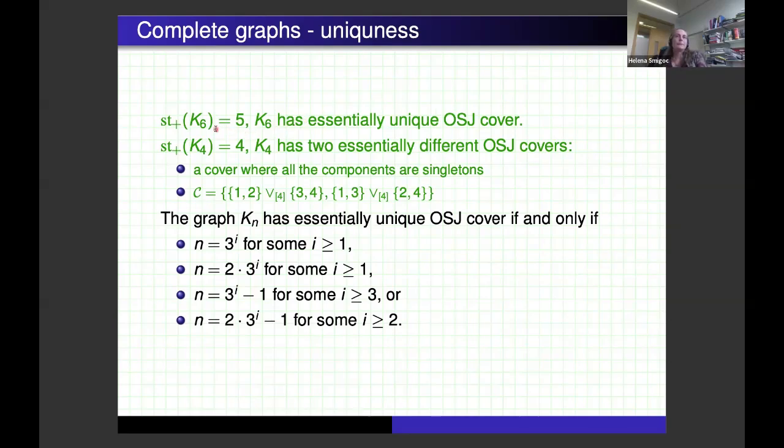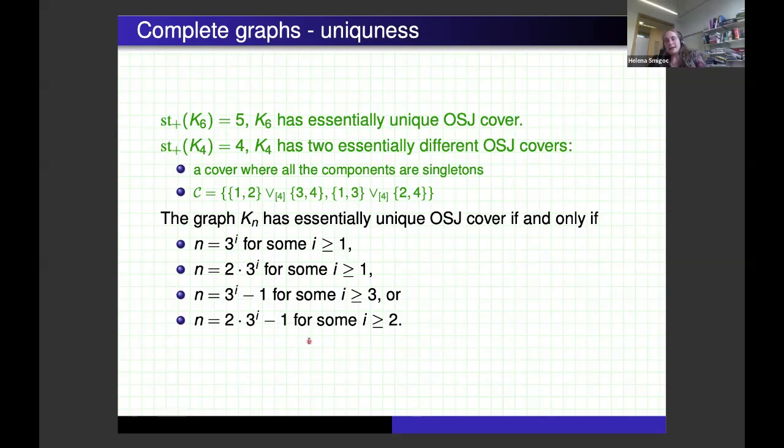So K6 has an essentially unique OCJ cover, but K4 has two essentially different OCJ covers. The SNT rank is 4, so we can't reduce it at all. One cover we get is where all the components are singletons, but we can also get a cover where 1, 2 is joined to 3, 4, and 1, 3 is joined to 3, 4. Other examples of essentially unique OCJ covers for Kn are where n is either a power of 3, 2 times a power of 3, or one off: so n is a power of 3 minus 1, or 2 times a power of 3 minus 1.